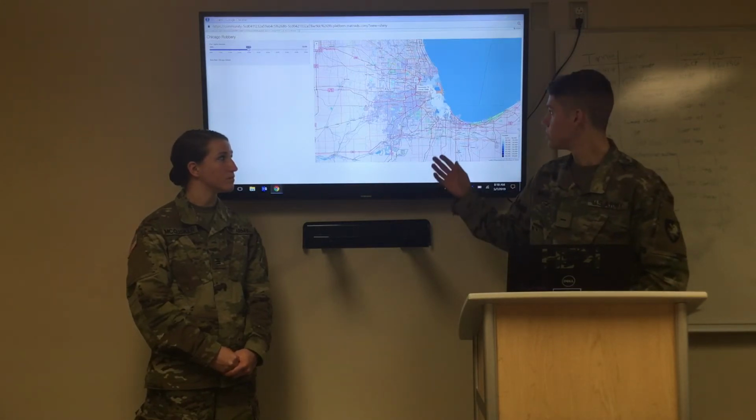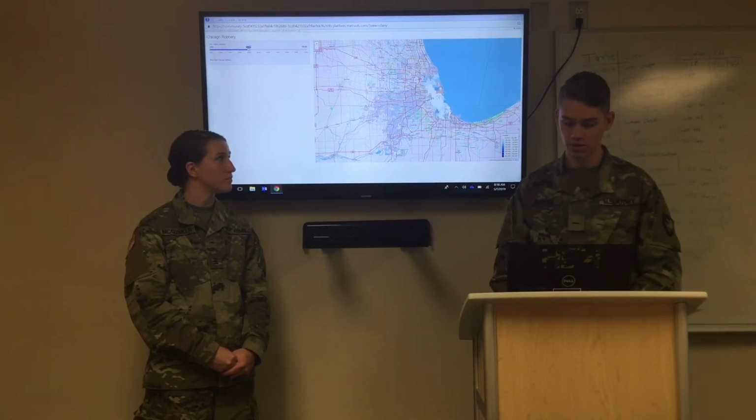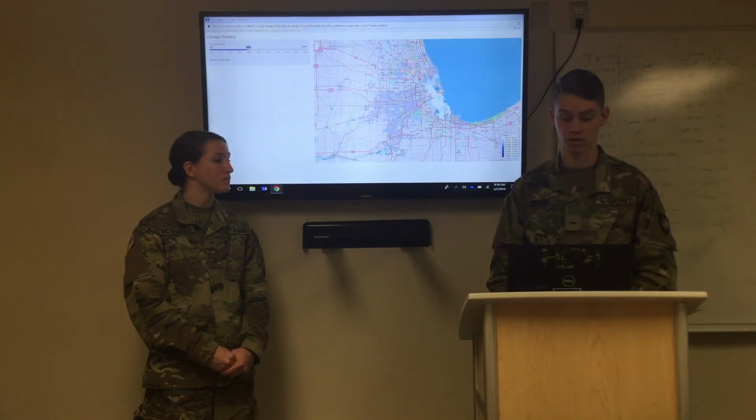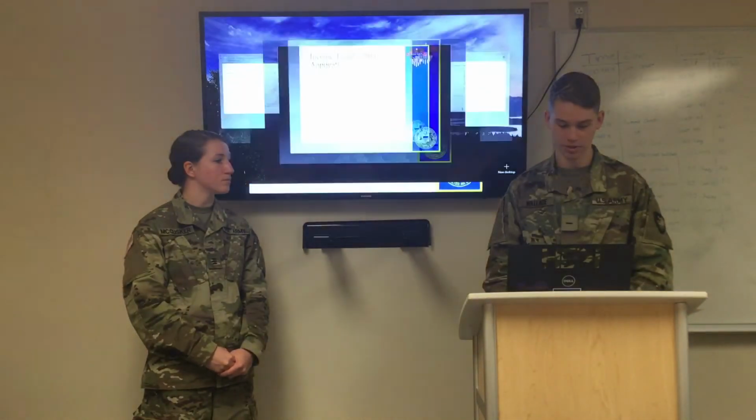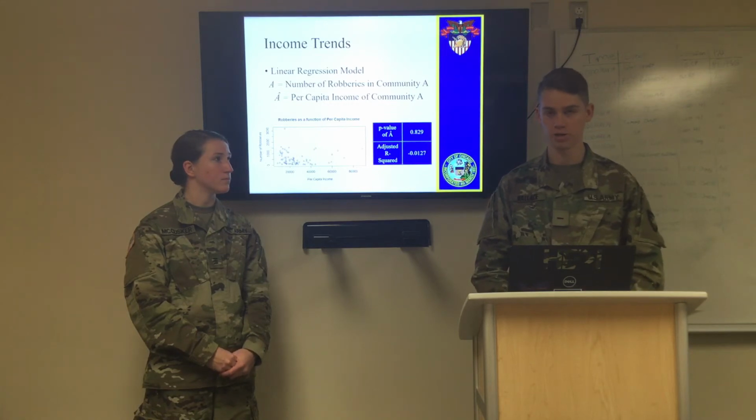So now that we've slid the input to have a lower income, we've eliminated some of the higher income neighborhoods, such as the one we saw earlier, which had high robbery rates but also high income. And now we're left with some of the periphery of the city, which has, we would suggest, higher rates of crime.